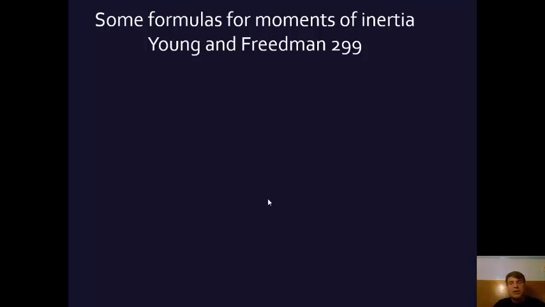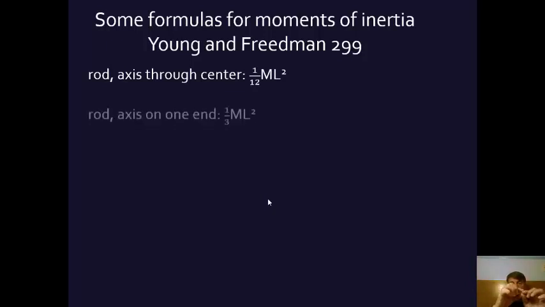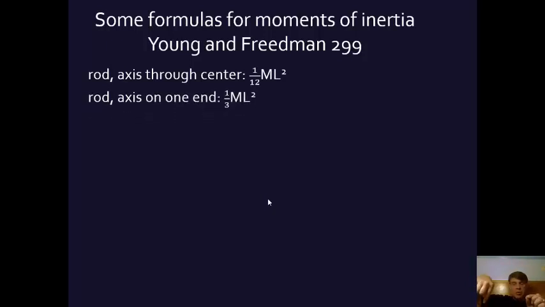So, basically, on page 299 in Young and Freedman, they give you a bunch of examples. If you're talking about a rod whose axis is in the center, they've already done the integration for you. They've done the math, and basically 1/12 of the mass of that thing times the length of that thing squared is going to tell you what the rotational inertia is for that rod, so that you can figure out its kinetic energy when it starts spinning. Let's say that the axis is on an end, and the rod is spinning around an axis. Then it's going to be 1/3 the mass times the length squared.